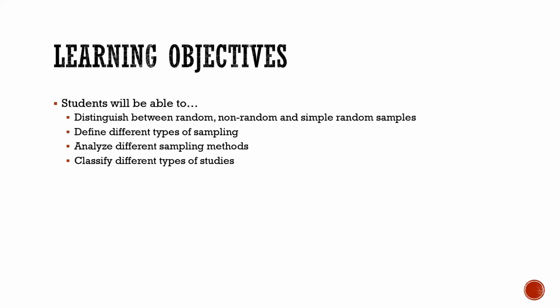So section 1.3 is on collecting sample data. We're going to distinguish between different types of sampling. We're going to talk about what's random and non-random samples. And we will talk about the difference between simple random and something that's random but not simple random. That's one of the things that can confuse a lot of students. We'll analyze different types of sampling methods and we'll classify different types of study. So let's get into that.